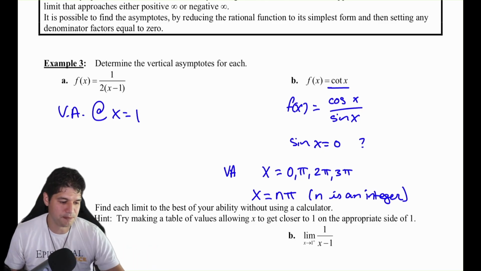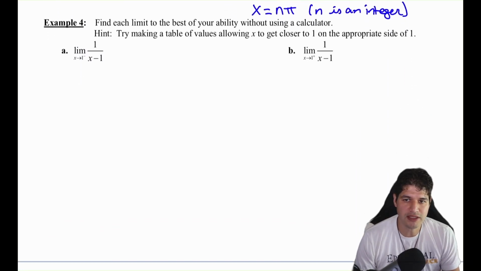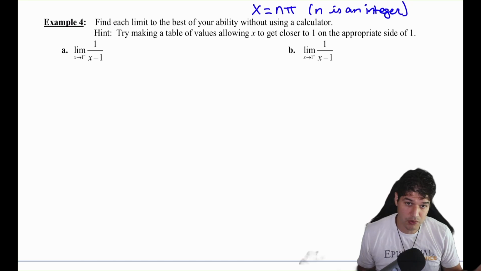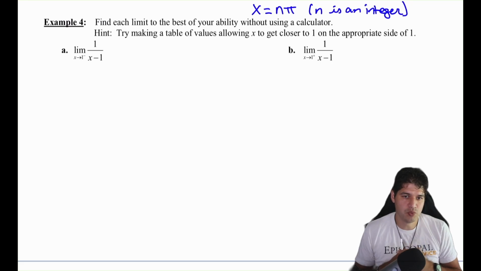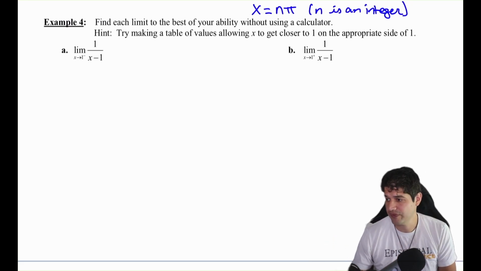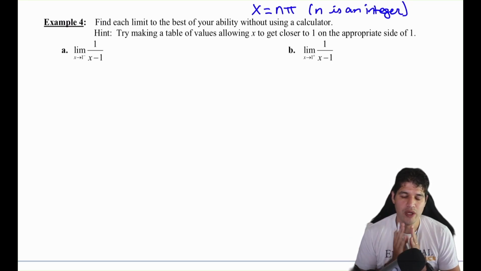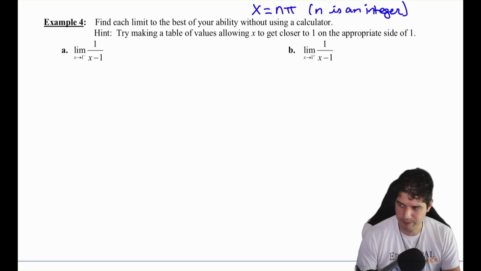Now, how does this apply to limits? Without using a calculator, these are going to be non-calc questions. We are going to be looking at some one-sided limits. The limit as x approaches 1 from the left side of 1 over x minus 1. What I want to think is, what is happening? What kind of values approach 1 from the left side? And that's the table I'm going to create.